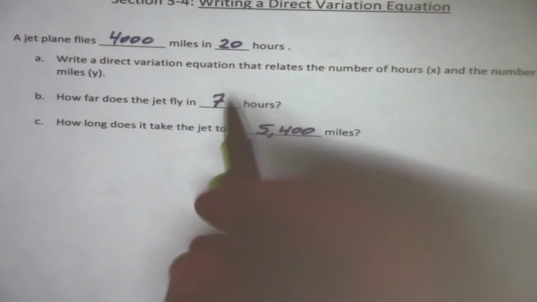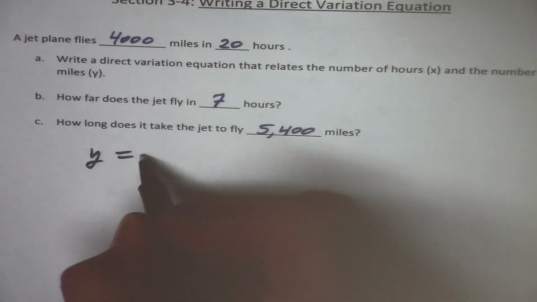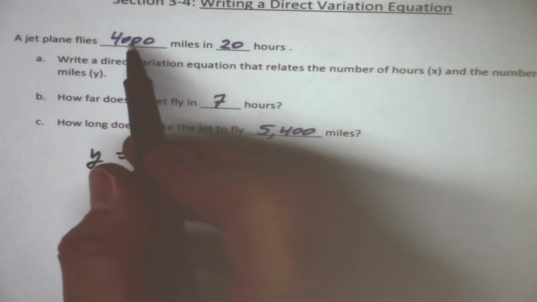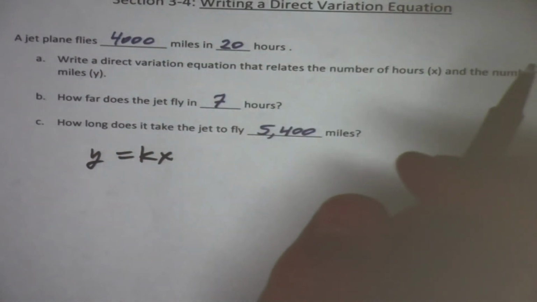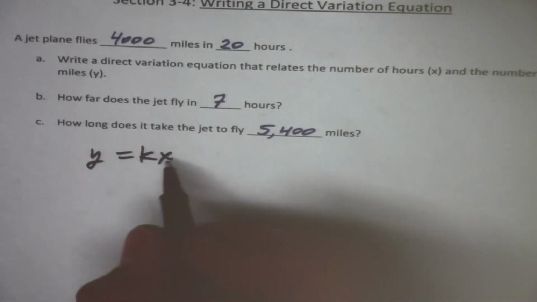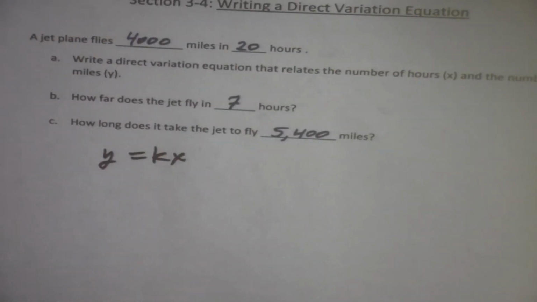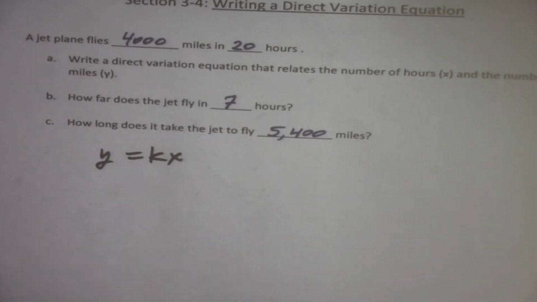We know how to make a direct variation equation. y equals kx. We know this information, 4,000 miles in 20 hours. Part of our first job is to figure out what's the y and what's the x. So let's think about it in terms of what x and y stand for. The x is an independent variable, something that when you put it in, you do things to it and it changes to make something else. The other thing, the something else, is dependent on the x.